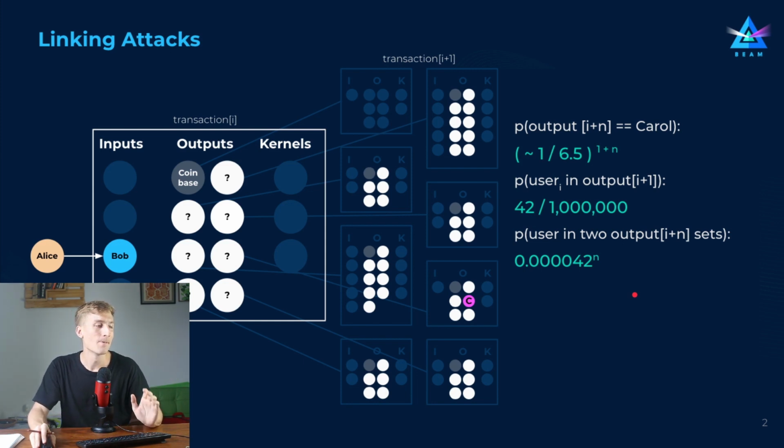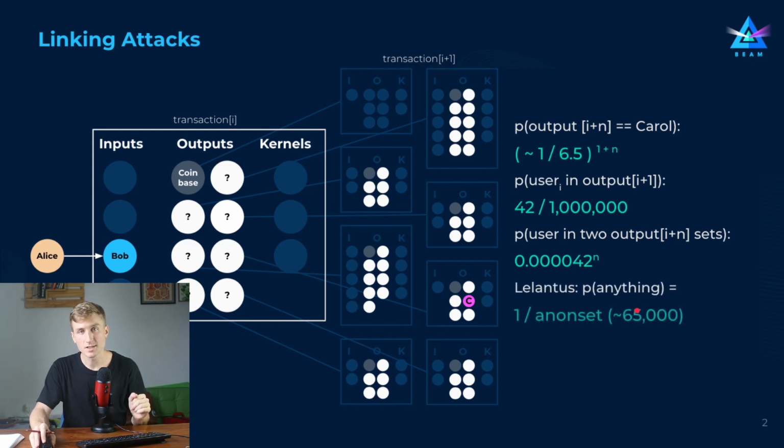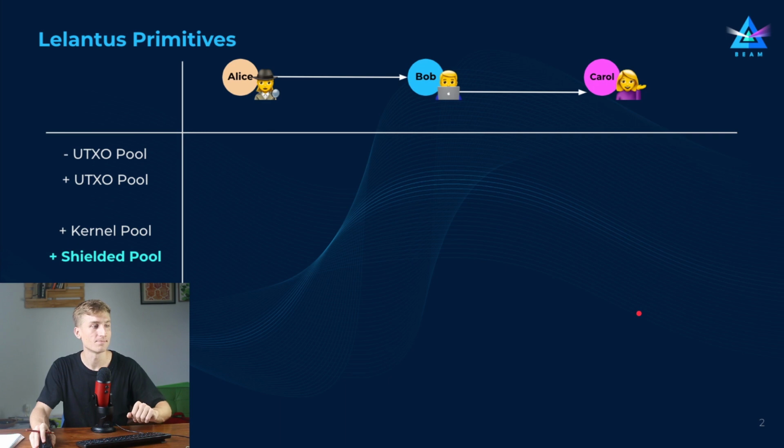All right? With Lelantus-mw, when used correctly, which again we'll get to in a second, the probability of anything happening, regardless of the number of intermediary transactions, regardless of the number of the transactions between the same 2 people, is 1 out of the anonymity set. And as we said, that's up to 65,000 with the current design.